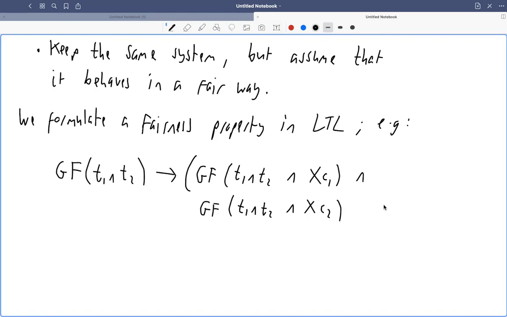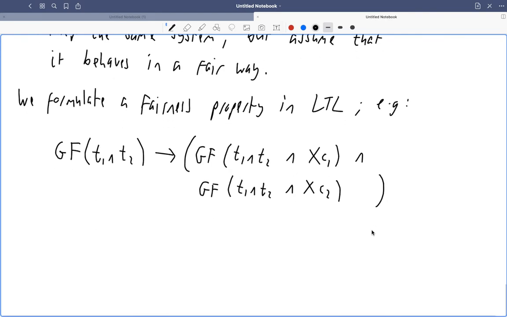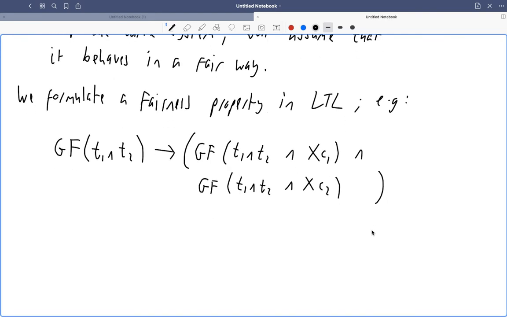So that looks like, as with many things in logic, rather a lot of symbols, because it is rather a lot of symbols. But in this case, it's actually not that hard to understand. So let's look at GF(T1 and T2). This says globally throughout the run, so at any time during the run, there is a future time such that T1 and T2 holds. Another way of saying that is infinitely often it holds that T1 and T2 holds.